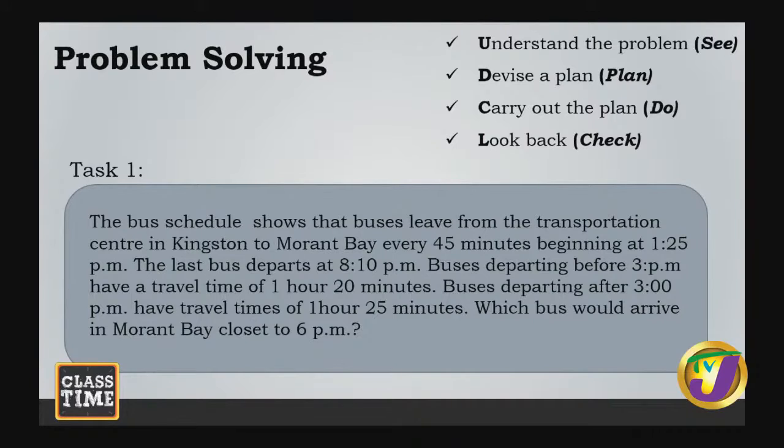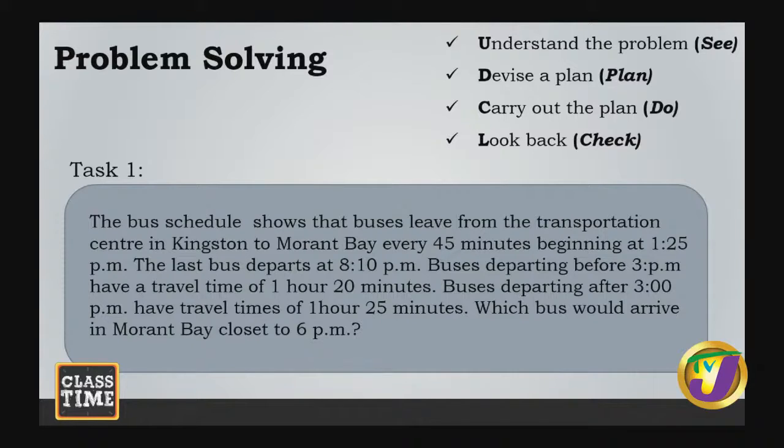Task 1. The bus schedule shows that buses leave from the transportation center in Kingston to Morant Bay every 45 minutes, beginning at 1:25 p.m. The last bus departs at 8:10 p.m. Buses departing before 3 p.m. have a travel time of 1 hour 20 minutes. Buses departing after 3 p.m. have a travel time of 1 hour 25 minutes. Which bus would arrive in Morant Bay closest to 6 p.m.?